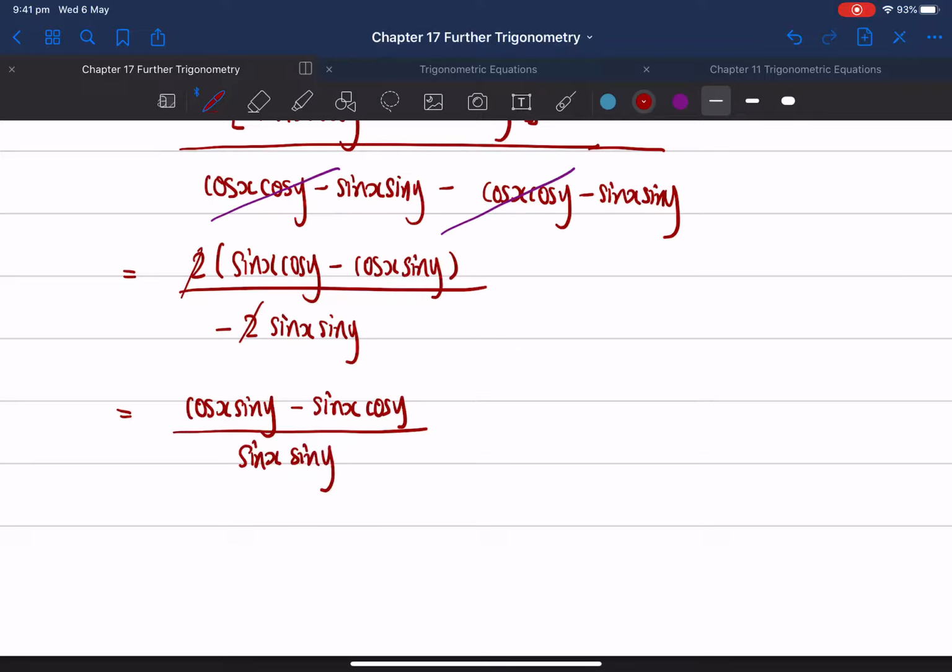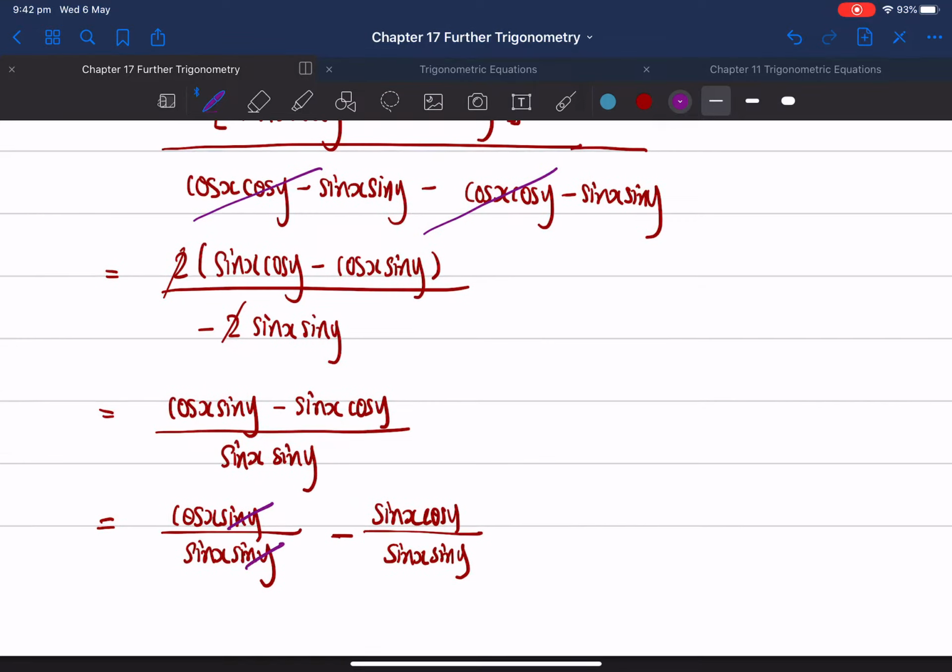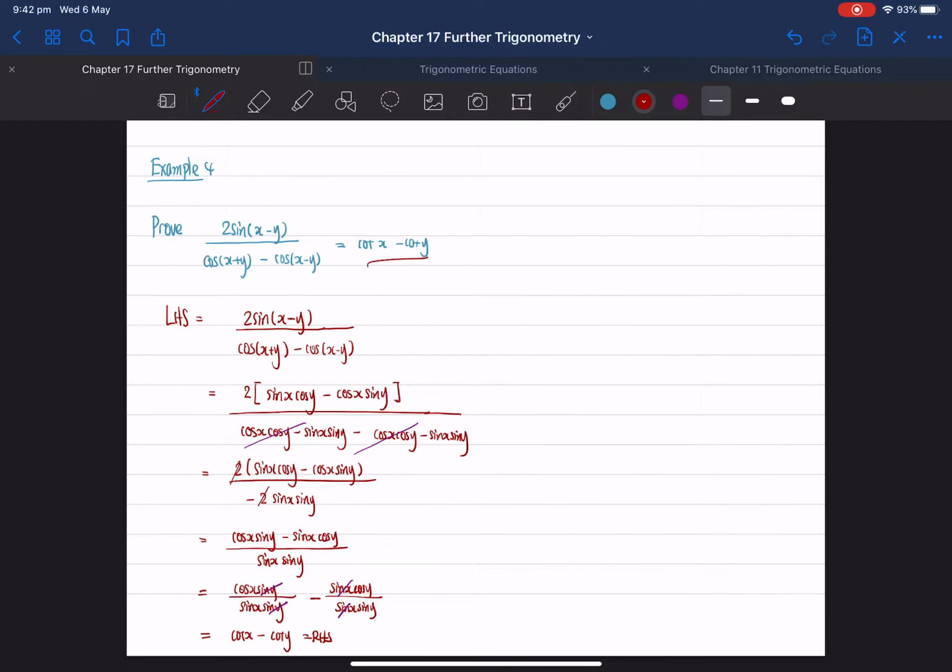Now what I need to do is break down this fraction into 2 fractions. So minus sine x cos y over sine x sine y. From here you can further cancel the terms you don't need. And these are the 2 terms you cancelled. And I hope you finally can see that cos over sine is cotangent x, and cos y over sine y is cotangent y, which is the right hand side of what we needed to prove. Okay, done. That is example 4.